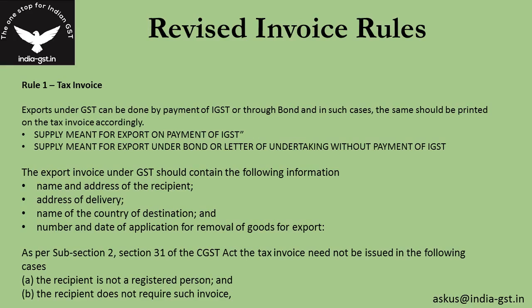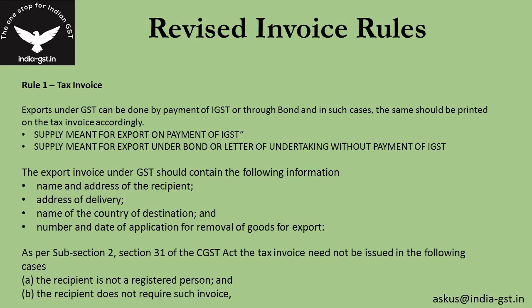Exports under GST can be done by payment of IGST or through bond, and in such cases, the same should be printed on the tax invoice accordingly. Supply meant for export on payment of IGST. Supply meant for export under bond or letter of undertaking without payment of IGST. The export invoice under GST should contain the following information: name and address of the recipient, address of delivery, name of the country of destination, and number and date of application for removal of goods for export.